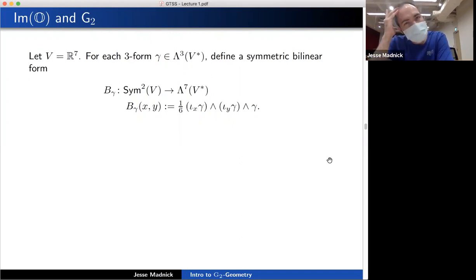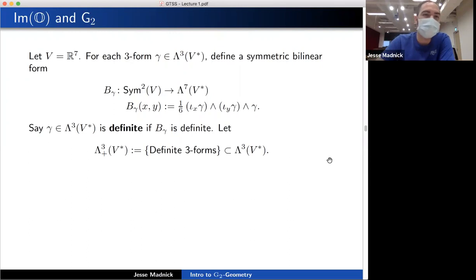To answer this question and to further elucidate the relationship between the imaginary Octonions and G2, I'm going to need some more words. For each three-form gamma on R7, we're going to define the symmetric bilinear form B gamma. This inputs two vectors, it's symmetric, and it outputs a 7-form. Here iota is the contraction, so this is Y hook gamma, if you like. We'll say that a three-form is definite if this B gamma is definite. You can let lambda 3 plus V star be the set of definite three-forms, the set of all three-forms for which this is definite.